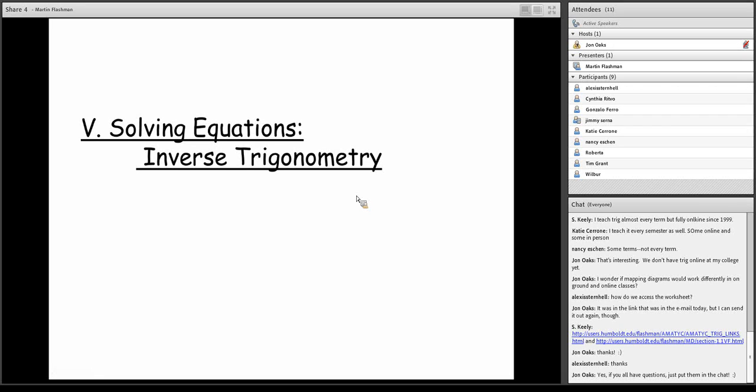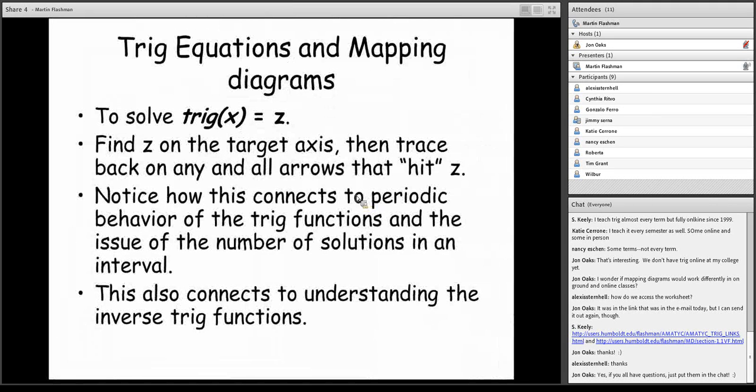Solving equations. Okay, so what does it mean to solve a simple trig equation?